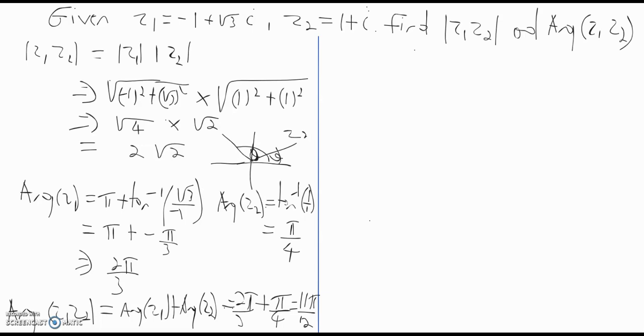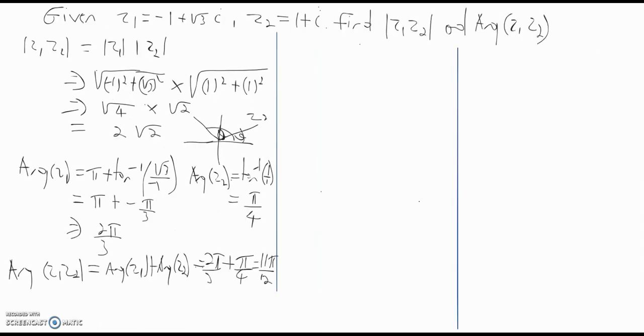Now, just to ensure that this is actually correct, we're going to be doing it the long way to see if we actually get the same answer. And so we reduce the size so we have some more space. So we're going to have z1 times z2, so I'm going to have negative 1 plus root 3i times 1 plus i. And of course, you know that when we expand this, we multiply everything in the first bracket by everything in the second bracket.